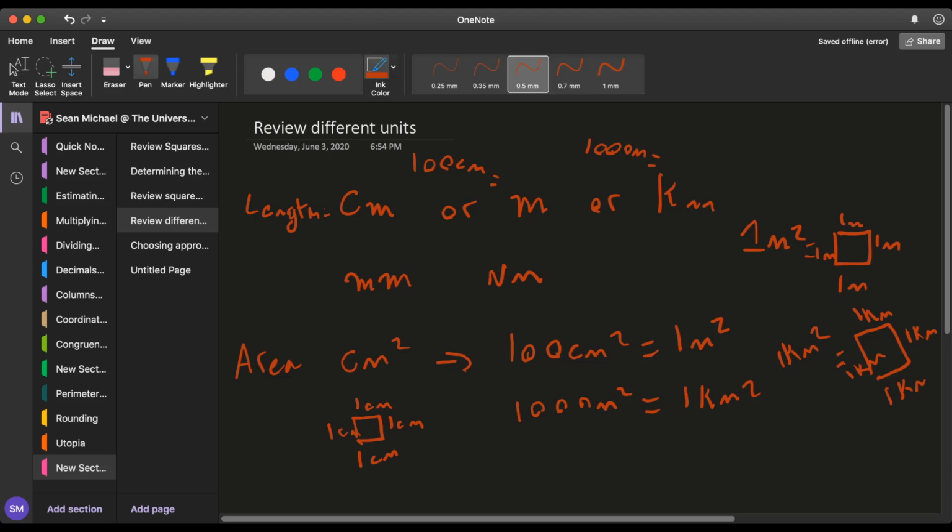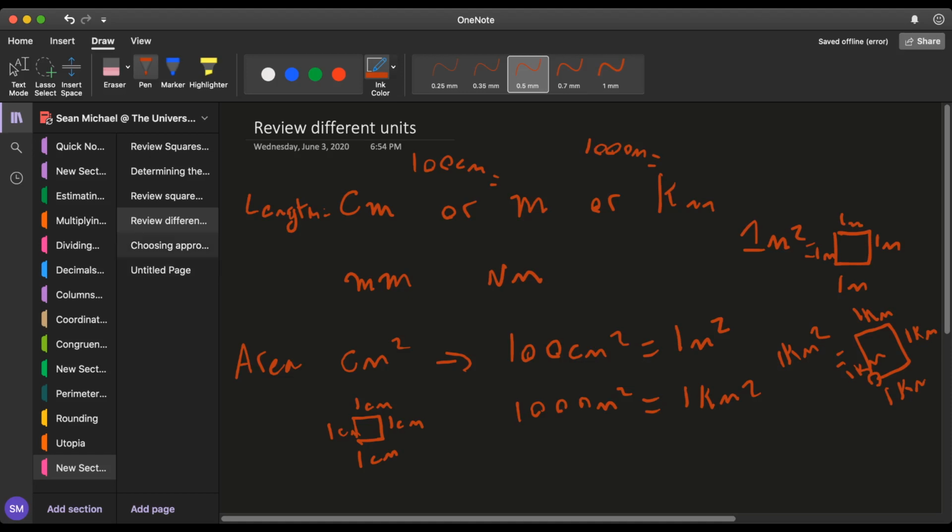So if you were to walk 1 kilometer one way, then turn 90 degrees, walk another kilometer, turn 90 degrees and walk another kilometer, and then turn 90 degrees again and walk 1 other kilometer, you would arrive back at the same place, and you would have walked a square kilometer. Because you're basically making a square out of kilometers. That's the idea. And here you're making a square out of meters, and there you're making a square out of centimeters.